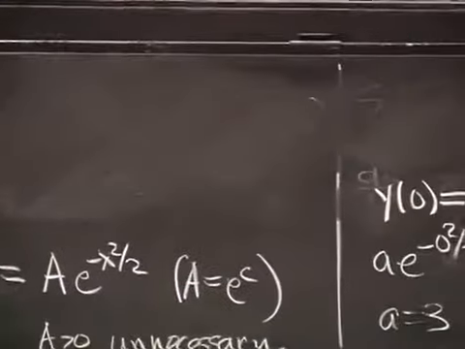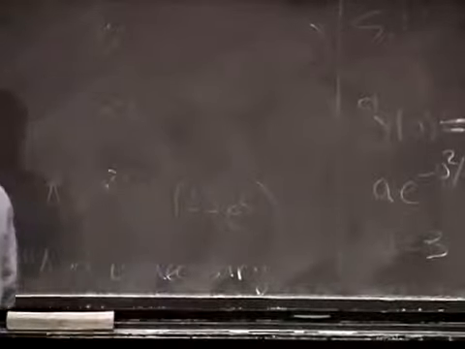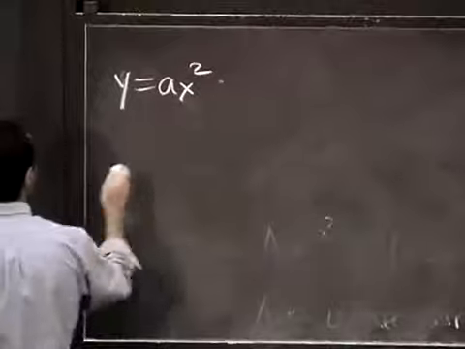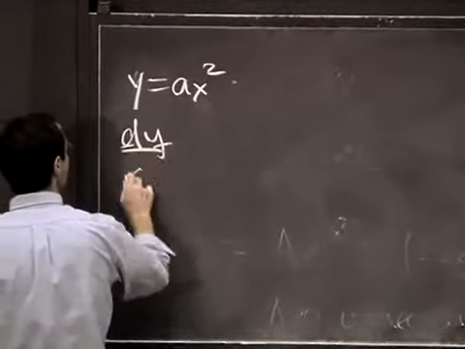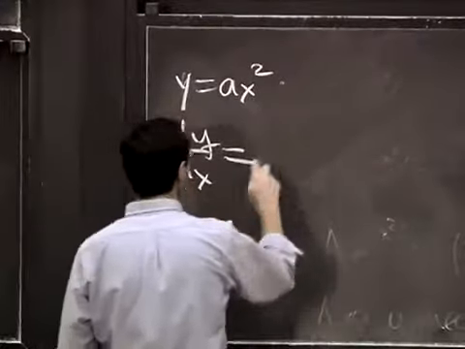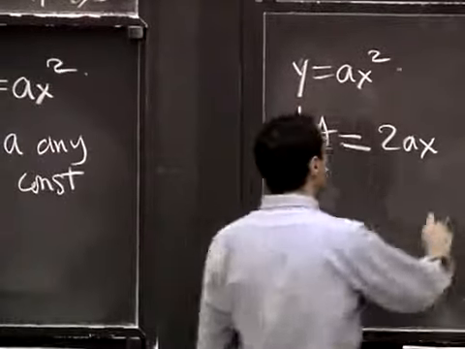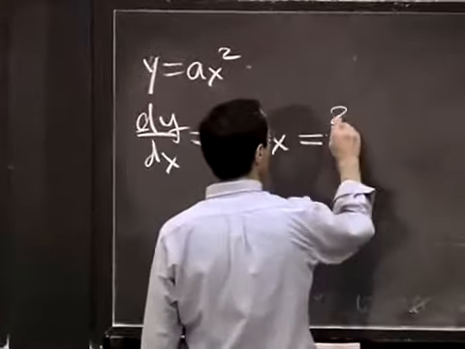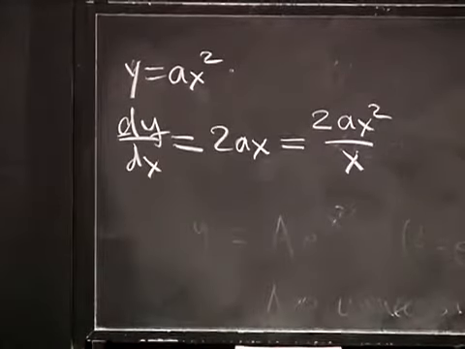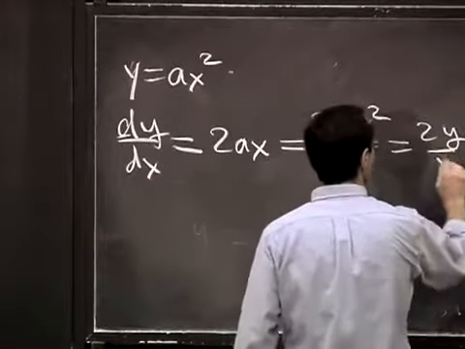So let's just double check. In this case, what's happening, we have y equals ax squared, and we want to compute dy dx to make sure that it satisfies the equation that I started out with. And what I see here is that this is 2ax. And now I'm going to write this in a suggestive way. I'm going to write it as 2ax squared divided by x. And sure enough, this is 2y divided by x.